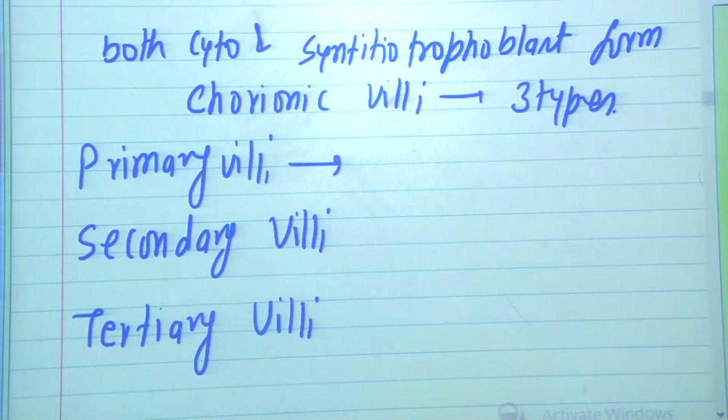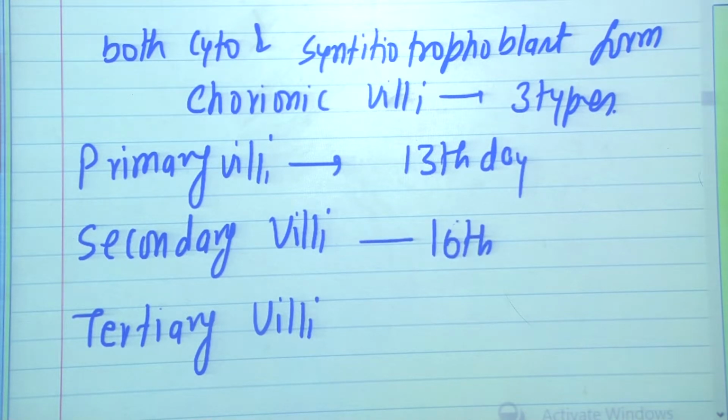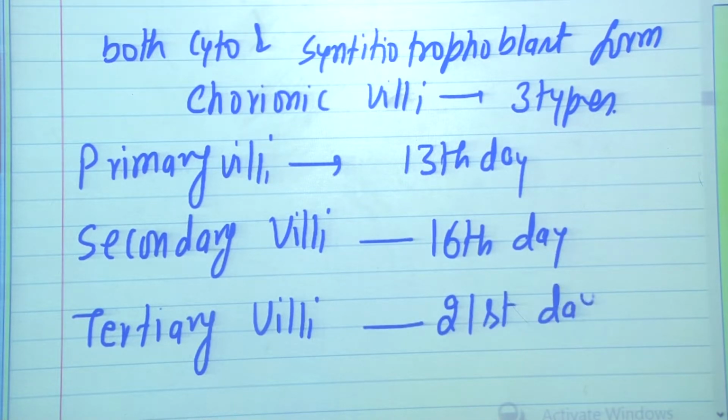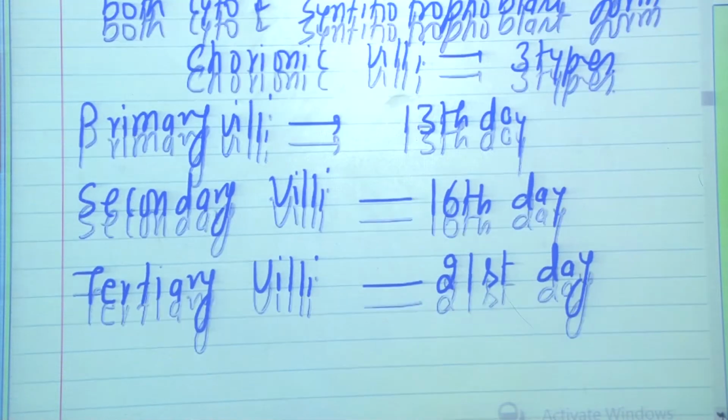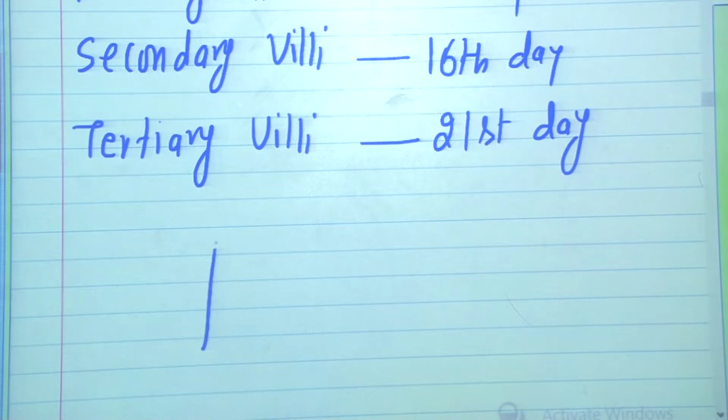Primary villi, when does it appear? It appears on the 13th day. Secondary villi appear on the 16th day. Tertiary villi appear on the 21st day. Villi are finger-like projections. This is the villi. These are finger-like projections.